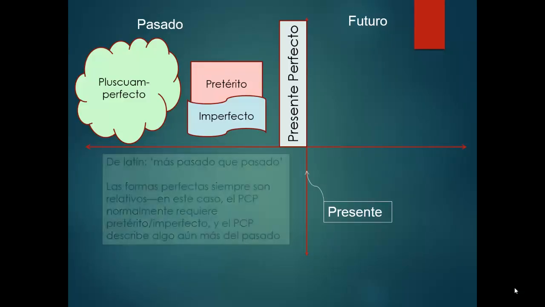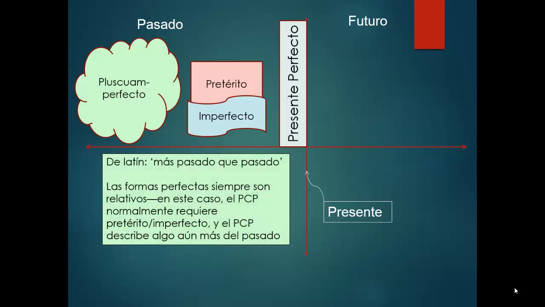This makes sense because the Spanish name for this verb form, pluscuamperfecto, is a direct translation in Latin of more past than past. Essentially, that is what we use this verb form for, to describe an action that has happened even further in the past than the ones that we use for preterite and imperfect. You never use pluscuamperfecto in Spanish without also using the preterite and imperfect in the story, and it will not be the main focus of the story. It will give minor background details that preterite and imperfect cannot.